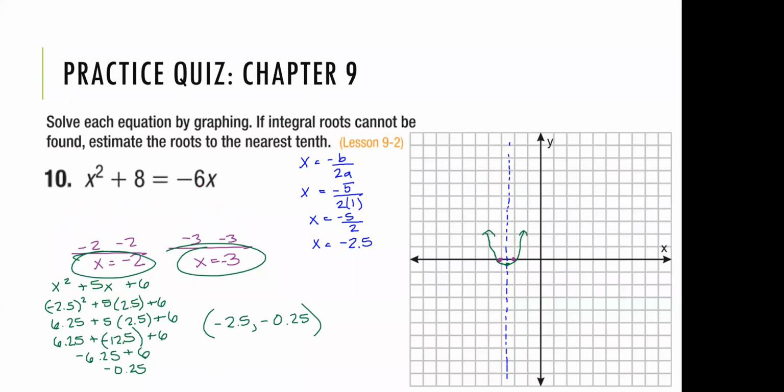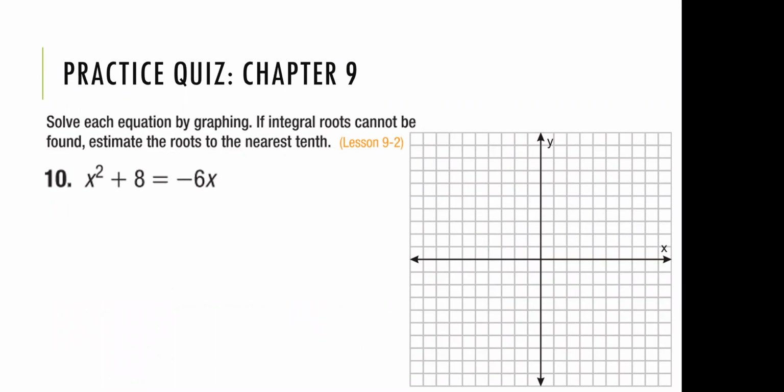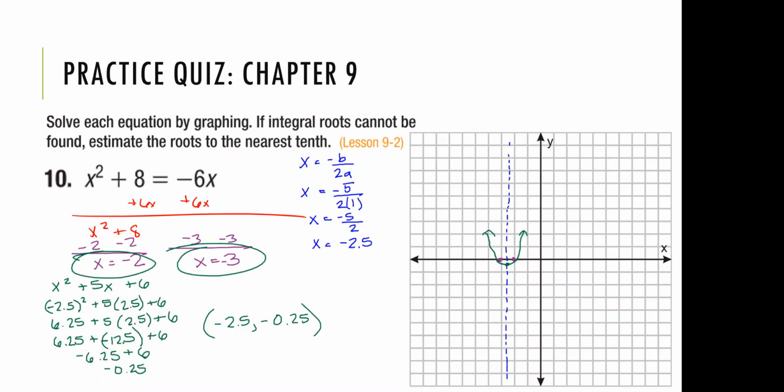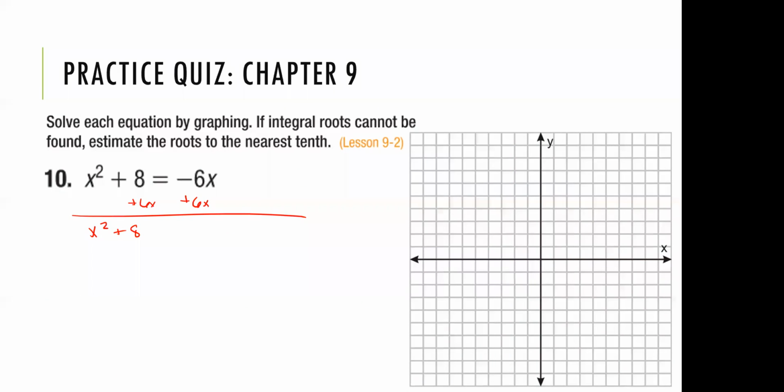All right, number 10 says x squared plus 8 equals negative 6x. So first thing is we're going to write this in standard form. So I would add 6x to both sides. So I have x squared plus 8 plus 6x equals 0. So let me rewrite that in standard form: x squared plus 6x plus 8 is equal to 0.